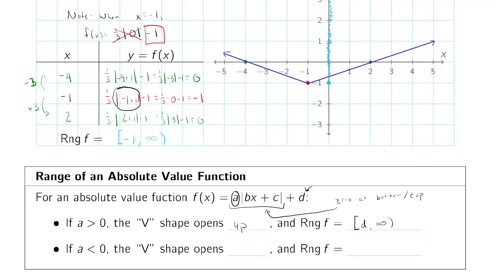If a is negative, then we have a V shape that opens down. And the range is going to consist of everything under this same number. So if we have a V shape that opens down, the range is just negative infinity up to d. And if you forget that, that's okay. You can just sketch the graph and see what the range looks like. This isn't something that you have to memorize as just a random fact. It's something that's linked very strongly to the shape of this function.